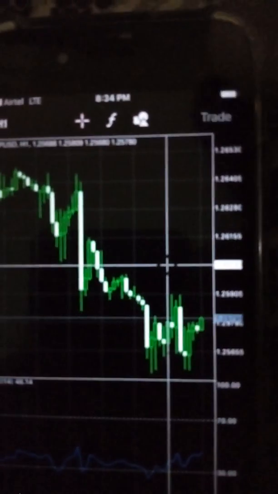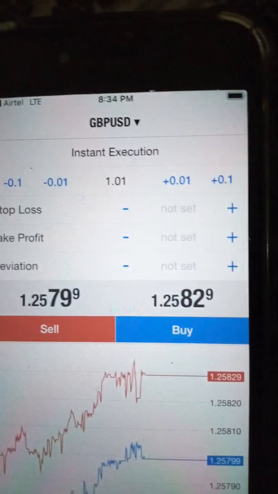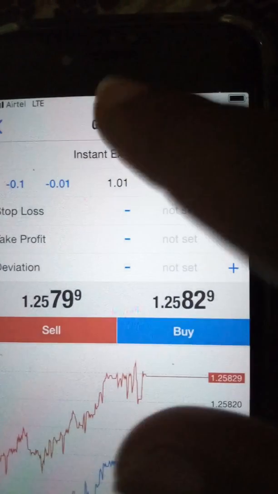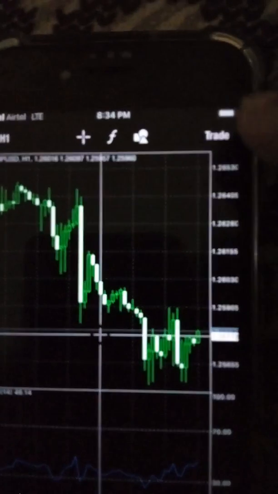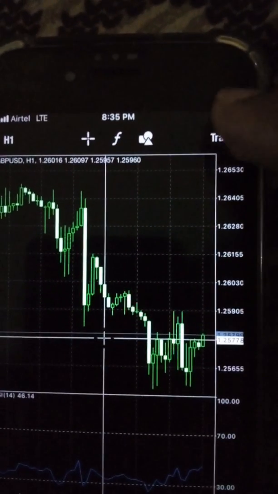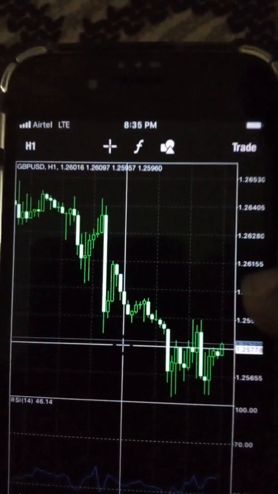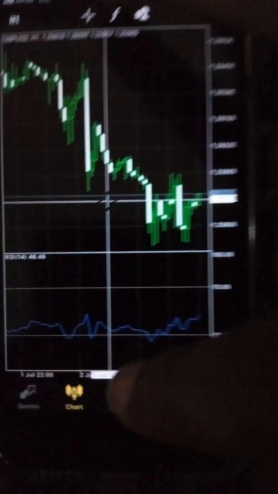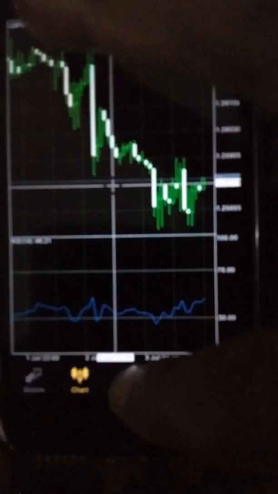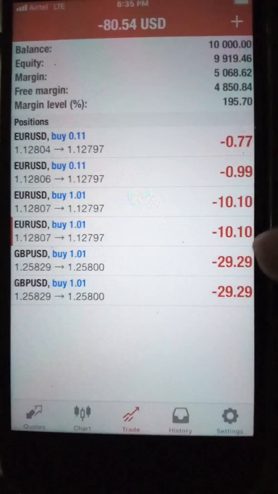So now I go to trade. I have 1.0 lot already set, and I want to buy Great Britain Pound USD. I simply click buy. The order has been placed. I want to place up to 2.0 lot. I go again, I click buy. So it's done. And so this trade, you see it here, you come down to trade. You see that all my trades are here.